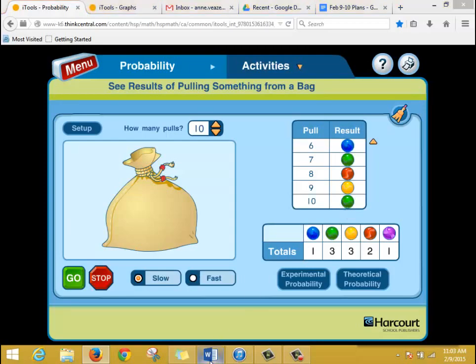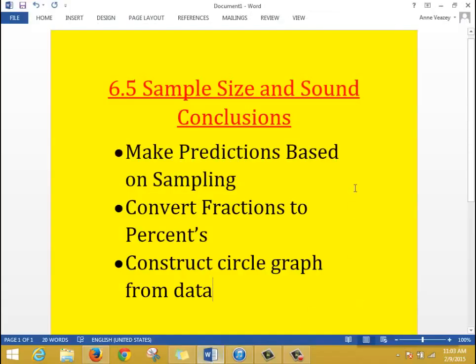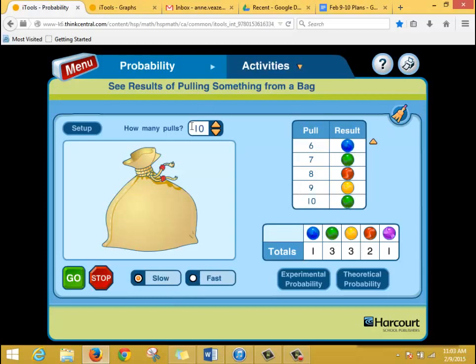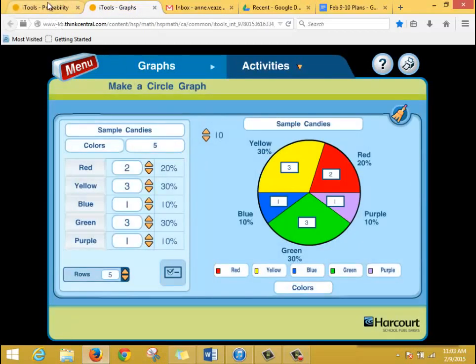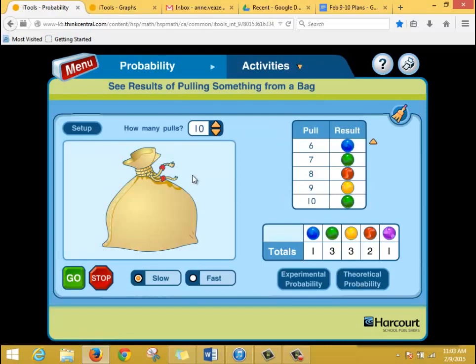Okay? So in this lesson, we're talking about making a prediction based on sampling. So based on the samples that we just did here, okay, could you make a prediction about what was originally in this bag? Okay. So your prediction could be, I predict that there will be more of the green and the yellow marbles in the bag because out of 10 pulls, that was the most I got.